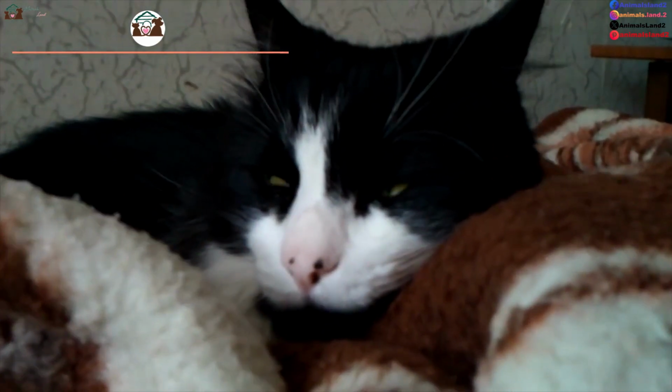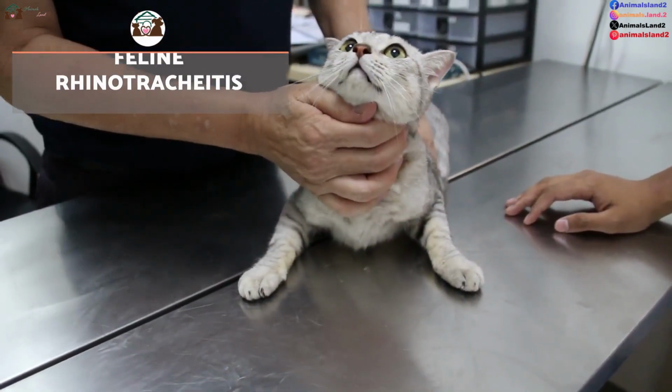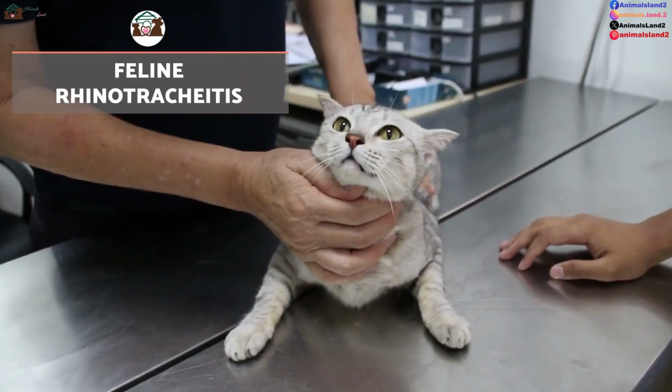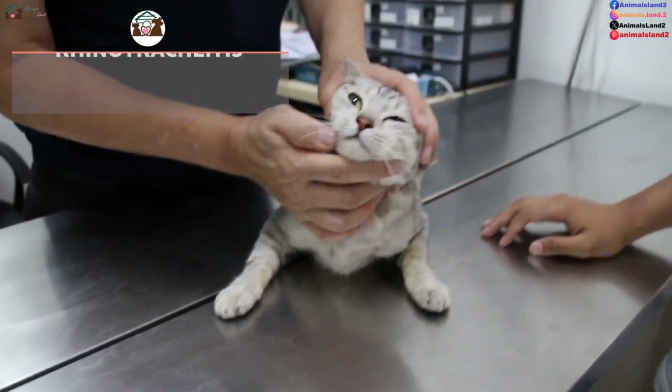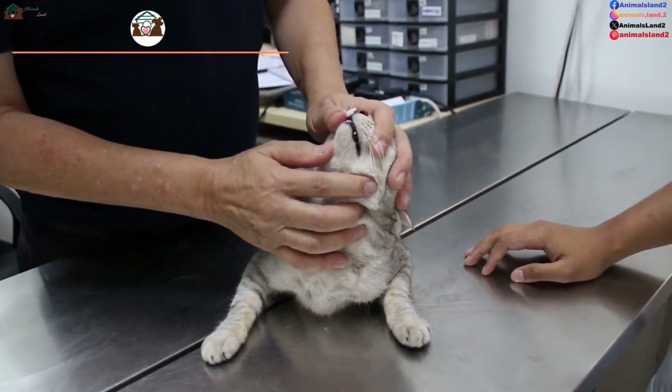Additionally, when performing a blood test, we will discover a significant drop in white blood cells. This disease is deadly, and we need to act quickly to separate this cat from any healthy cats with which they may come in contact.